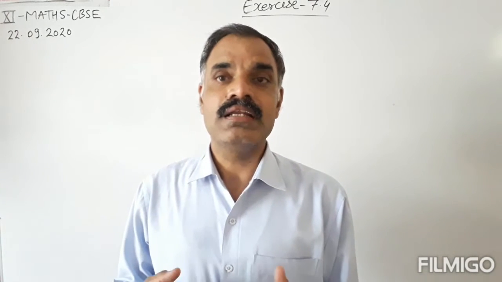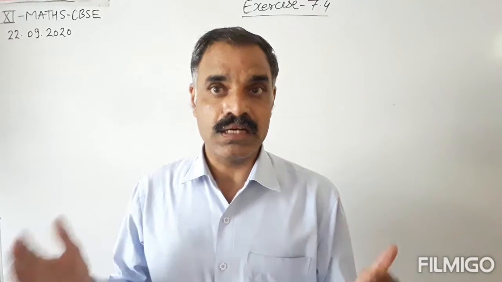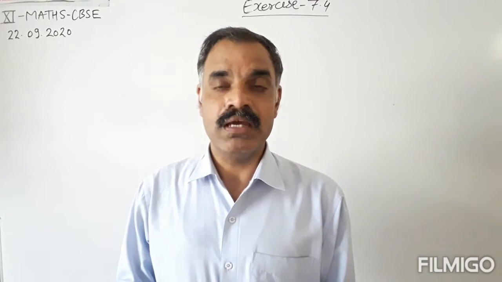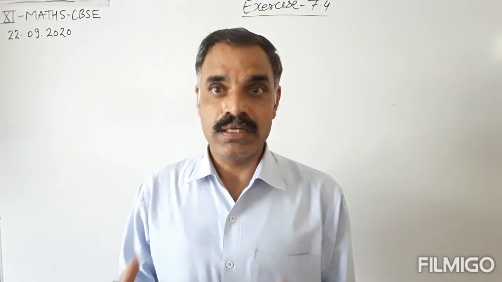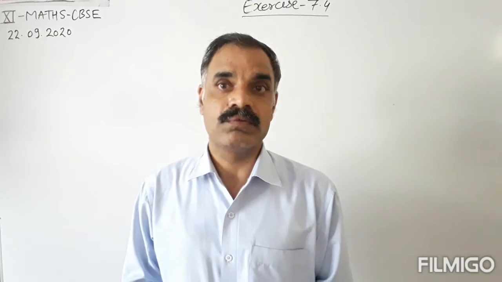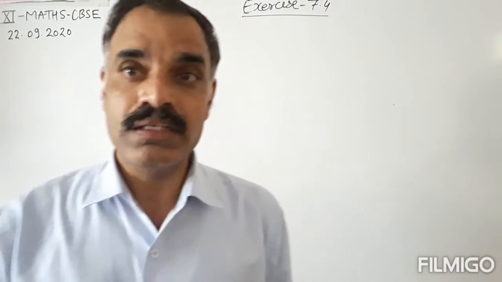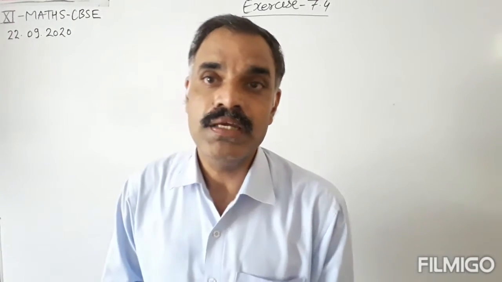The number of combinations is lesser than the number of permutations. Means permutations are greater than the number of combinations if we have been given the same number of objects and we have to take r objects from the given objects. Okay, so let us start the exercise 7.4 related to the combination.